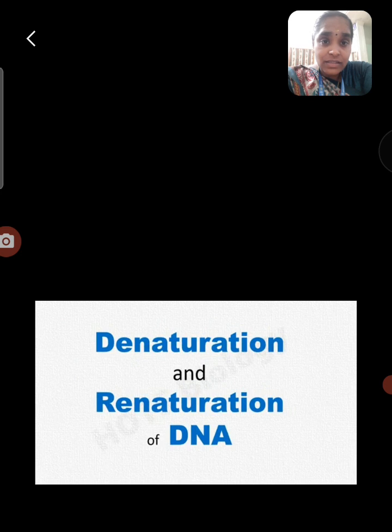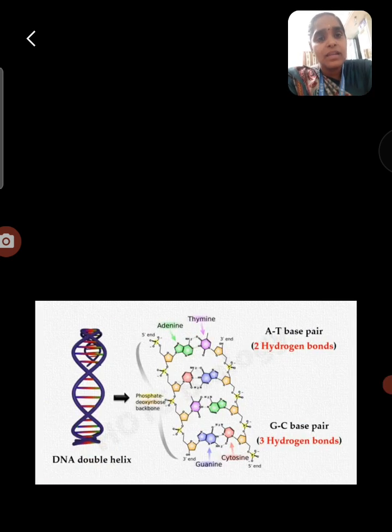Today we are going to discuss the topic denaturation and renaturation of DNA. We all know that DNA is a double stranded molecule. It is stabilized by chemical interactions. The most important interaction is hydrogen bonds. Also, we know that adenine pairs with thymine through two hydrogen bonds, and cytosine pairs with guanine through three hydrogen bonds.